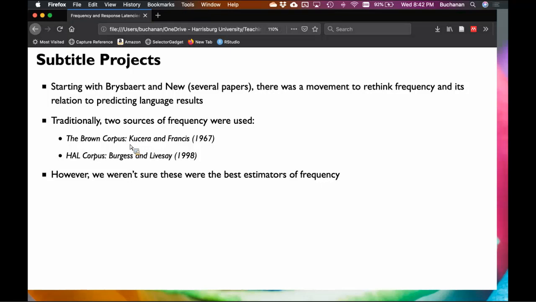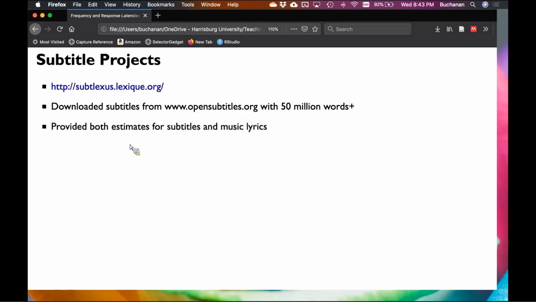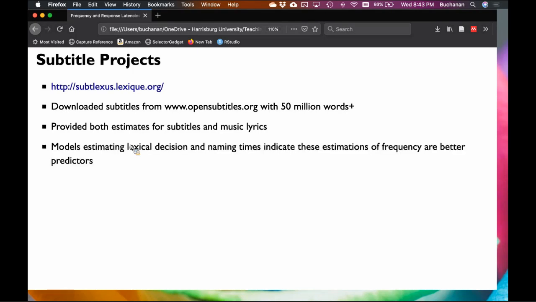And this is called the subtitle projects for a reason. What they did was they downloaded subtitles from the Open Subtitles website. And then that provided us estimates for subtitles in movies and music lyrics. And the movie ones seem to work better. And any kind of model that they built using estimating lexical decision or naming times indicated that the subtitle estimations of frequency were much better predictors than anything else.